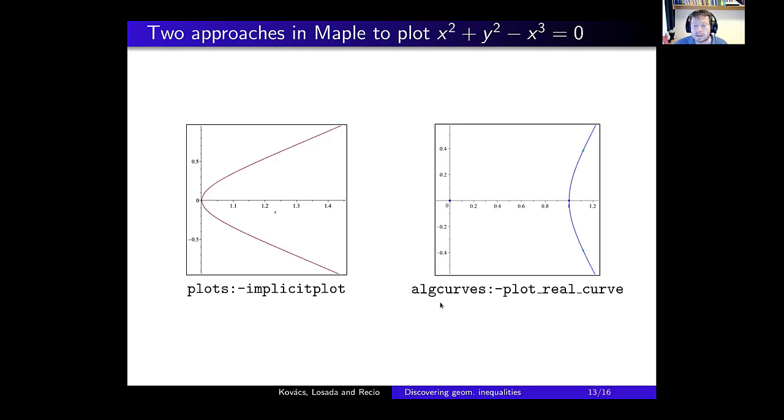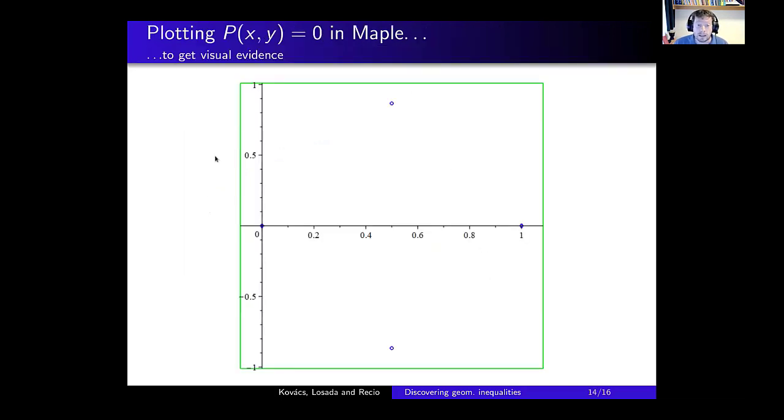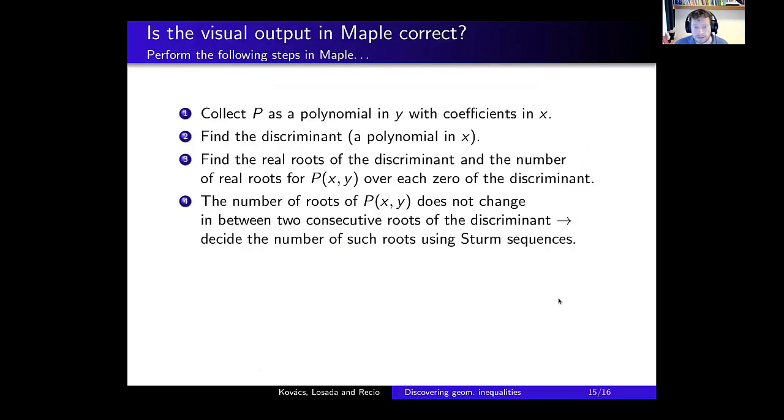So the second one is algebraic curves. The command plot real curve gives a much better output. And if we use the same idea for this big 16-degree polynomial, then we learn, at least graphically, we have these 4 points. And in this case, at least 2 of these 4 points will be associated to the regular triangle case, and 2 others are degenerate cases.